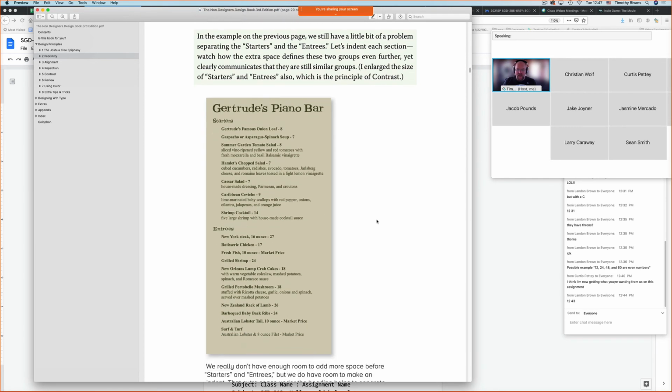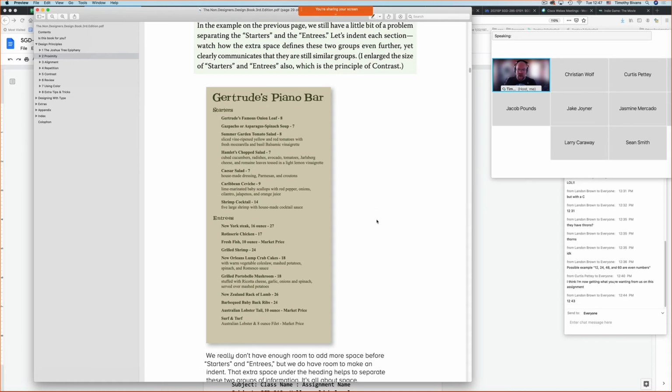And here again, he's made even one more tweak, moving the starters, the actual body of the starters, indenting it from the left, and the entrees doing the same thing. Again, proximity being used even more effectively here.